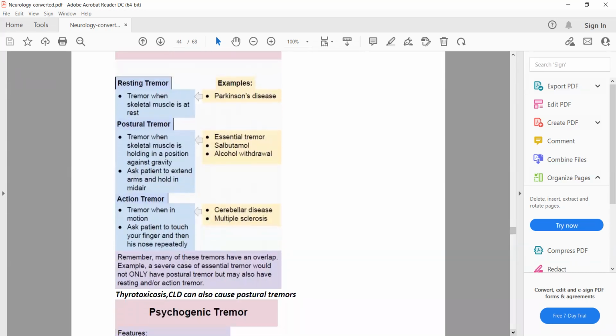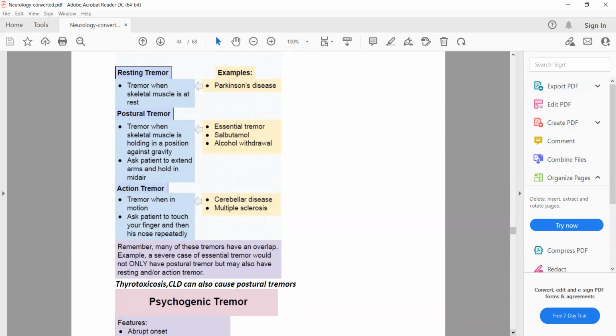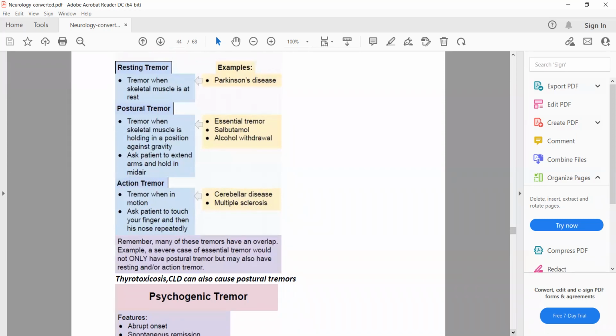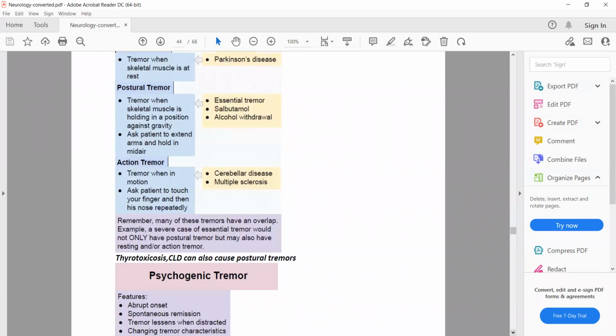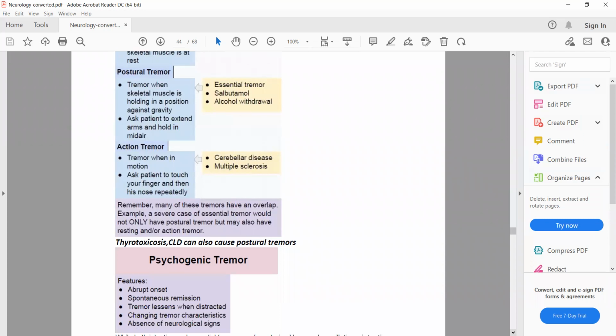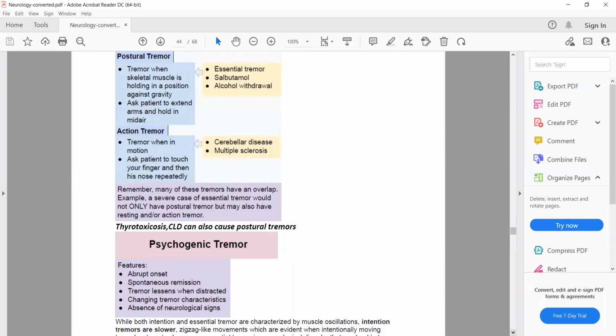So again, resting tremor, Parkinson disease, postural tremor. An example of a condition which can have postural tremor is essential tremor, which is an autosomal dominant genetic condition. The most common cause of postural tremor is essential tremor. Salbutamol can also cause postural tremor. Alcohol withdrawal can also cause postural tremor. Thyrotoxicosis, CLD, can also cause postural tremor.